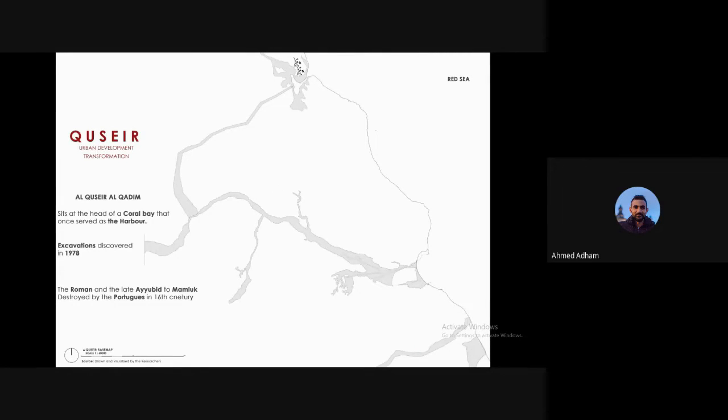The beginning was Al-Qusair al-Qadim, which started at the head of a coral bay that served as a port. The 2 main periods of occupation and use of the port are the Roman and the late Ayyubid to the Mamluk period. It's believed that in the 16th century, when the Portuguese started to dominate the global trade, in order to secure it, they destroyed Al-Qusair al-Qadim, as it was one of the potential threats. The remaining ruins were excavated and discovered in 1978 by a team of archaeologists from the Oriental Institute in Chicago, as the first group mentioned.